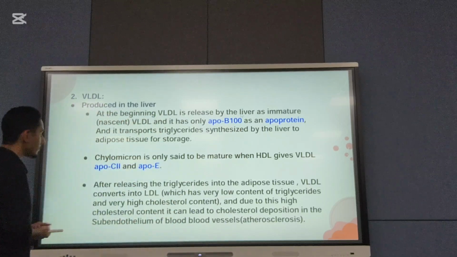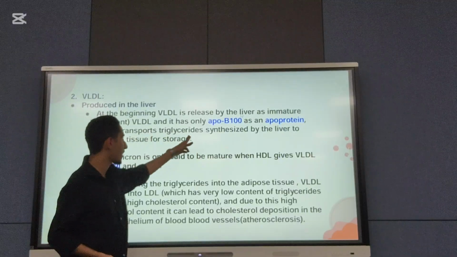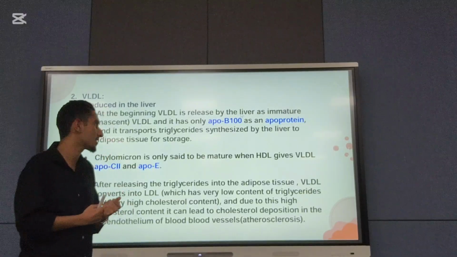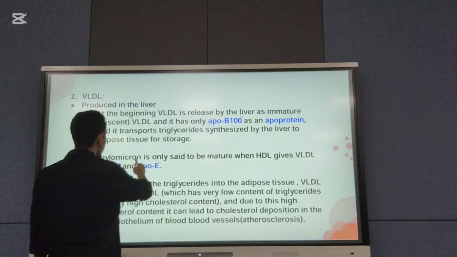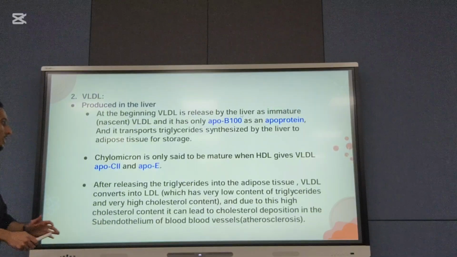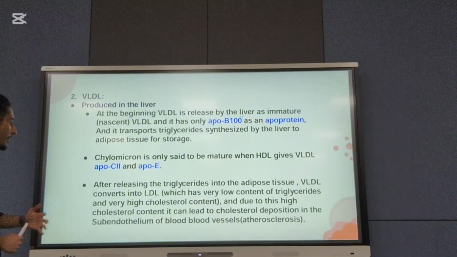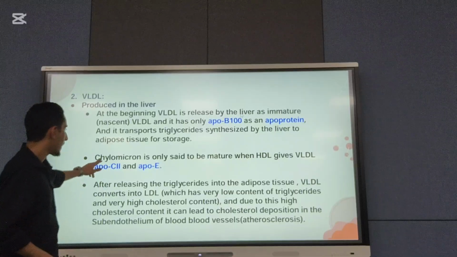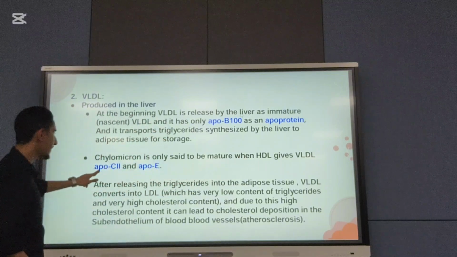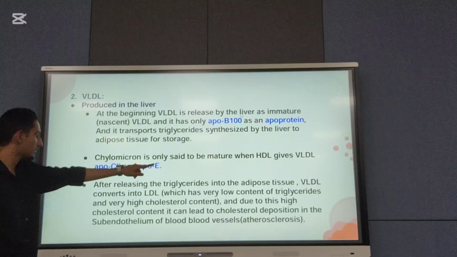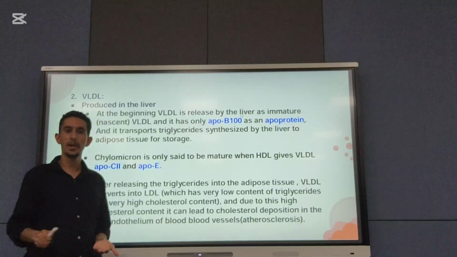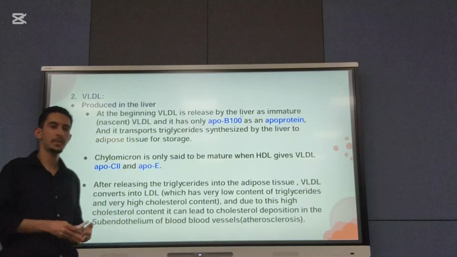تمام? And it transports triglycerides mainly, as we said in the beginning. Chylomicron, VLDL, mainly triglycerides, synthesized by the liver to the adipose tissue for storage. Exact same function of chylomicron. Okay, VLDL is only said to be mature when HDL gives VLDL ApoC2 and ApoE, similar to chylomicron. HDL gave chylomicron ApoC2 and ApoE, now it became active.